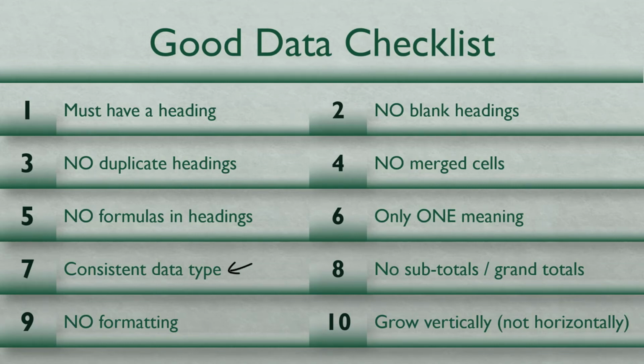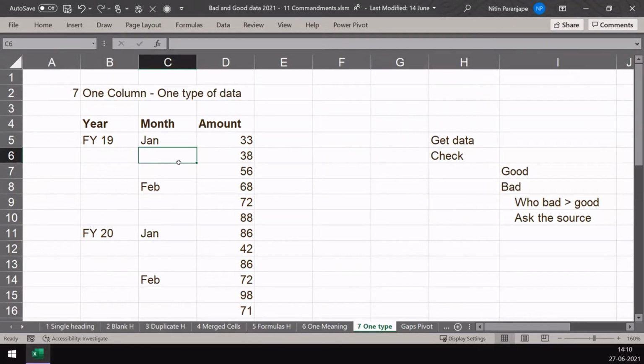Another variation of this specifically is one type. One meaning is different thing, one type is different thing. Here the meaning seems to be correct. This is FY19, this is FY20. So this is the year component, this is the month component. From a meaning point of view, there does not appear to be a problem. But there is a type problem. This is text, this is blank. Blank does not mean text.